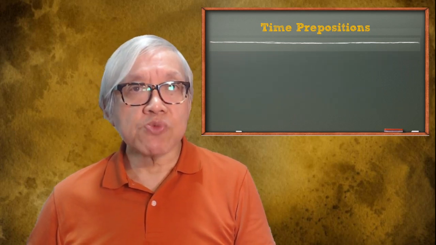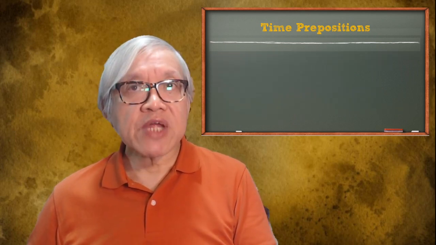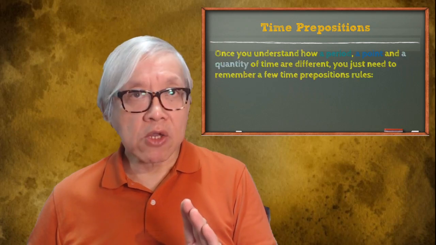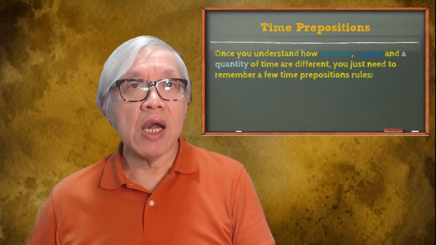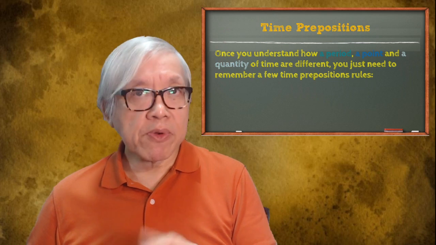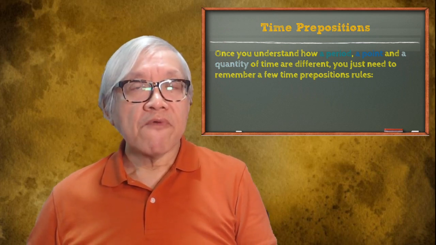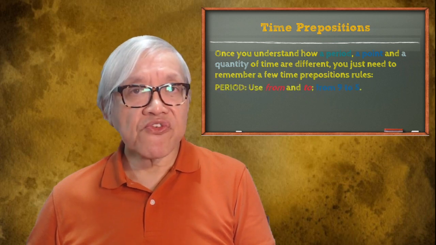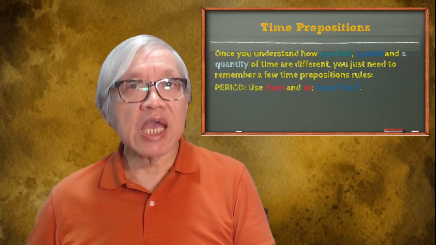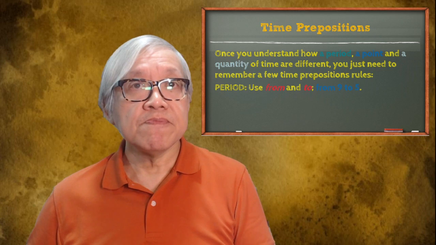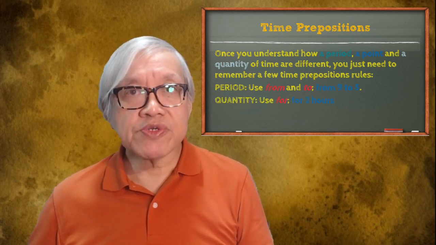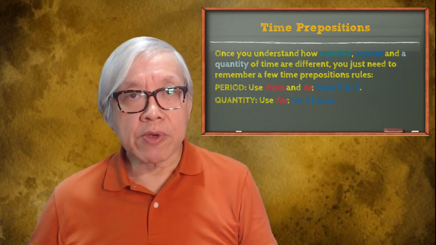Time prepositions. Once you understand how a period of time, a point in time, and a quantity of time are different, you then just need to remember a few time preposition rules. For a period of time, you use from and to, so you say from 9 to 5. For a quantity of time, you use for, as in for 2 hours.